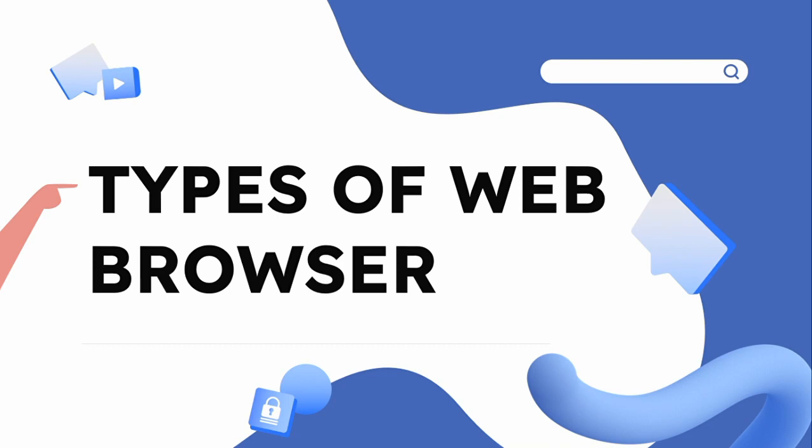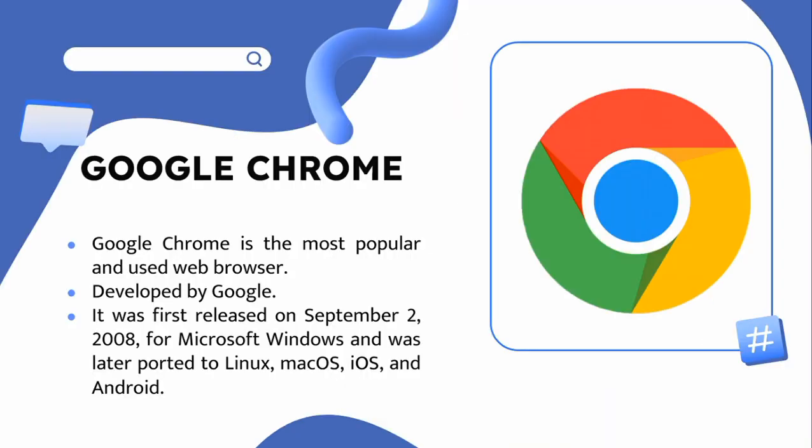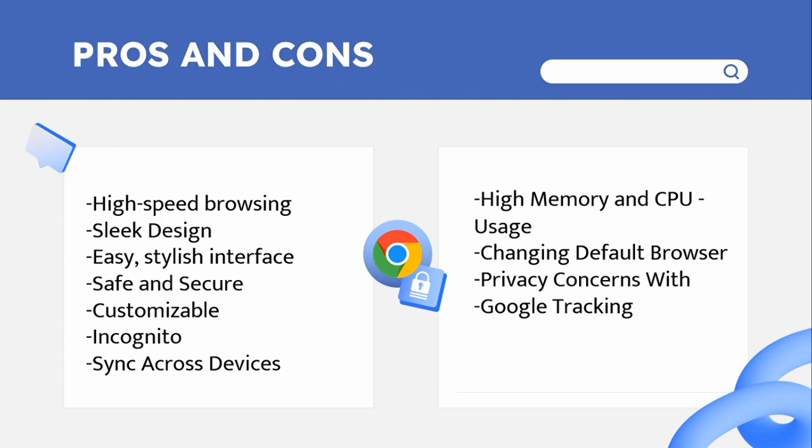Now we are going to discuss the six leading web browsers, and let's start with Google Chrome. Google Chrome is the most popular and widely used web browser. It was developed by Google and first released in September 2008 for Microsoft Windows, and was later ported to Linux, Mac OS, iOS and Android. Google Chrome is the most popular browser that people use today for the following reasons.